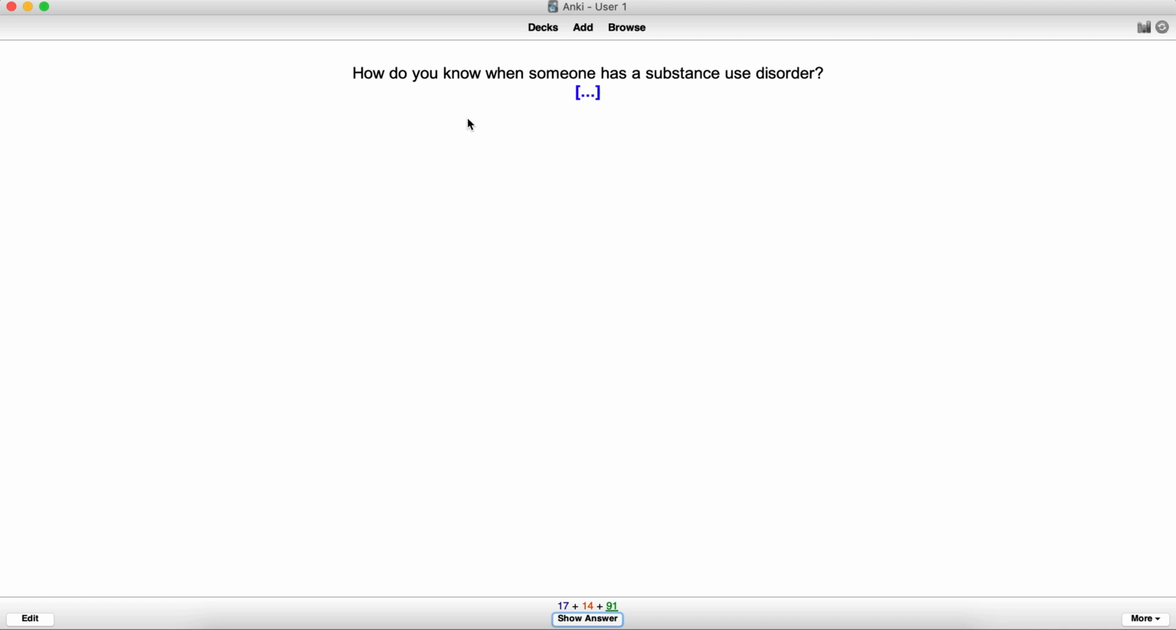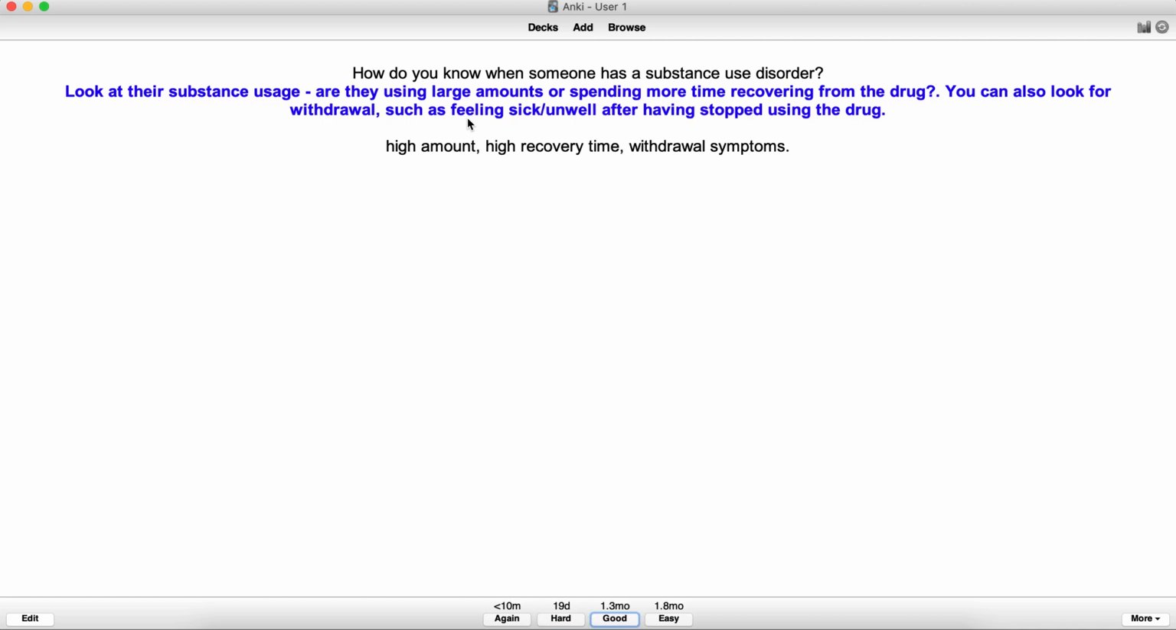Substance use disorder is when you notice that they have increased craving and strong withdrawal symptoms, and it's like they don't get the same level of high. They require a higher dosage to gain the same level of high. So high amount, high recovery time, withdrawal symptoms.